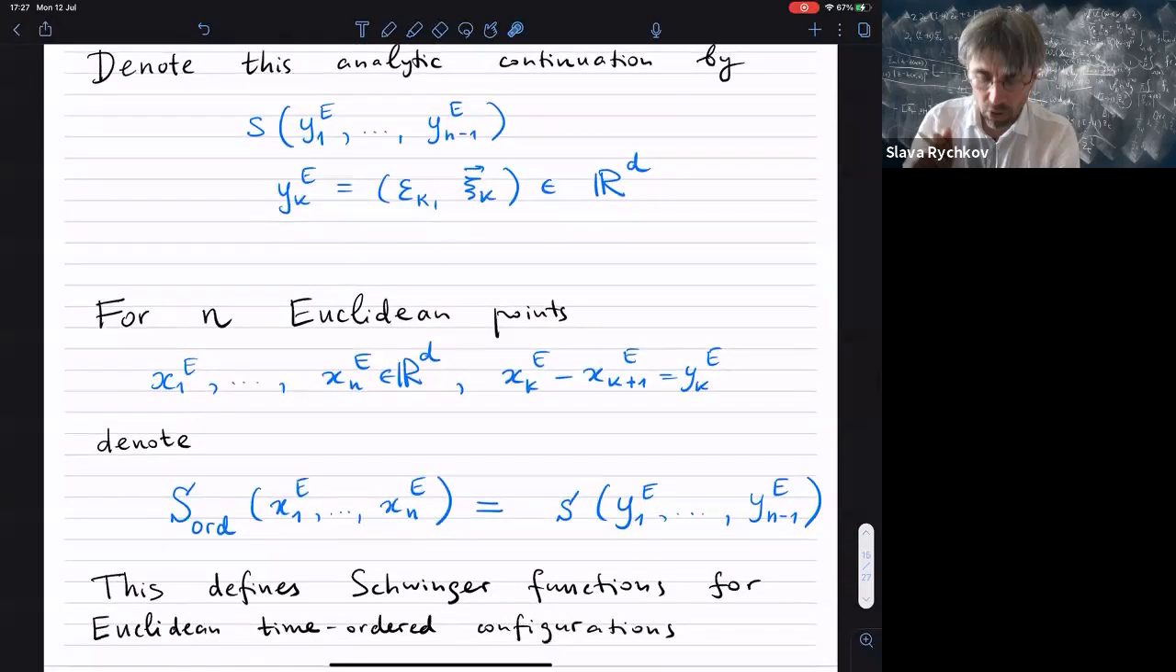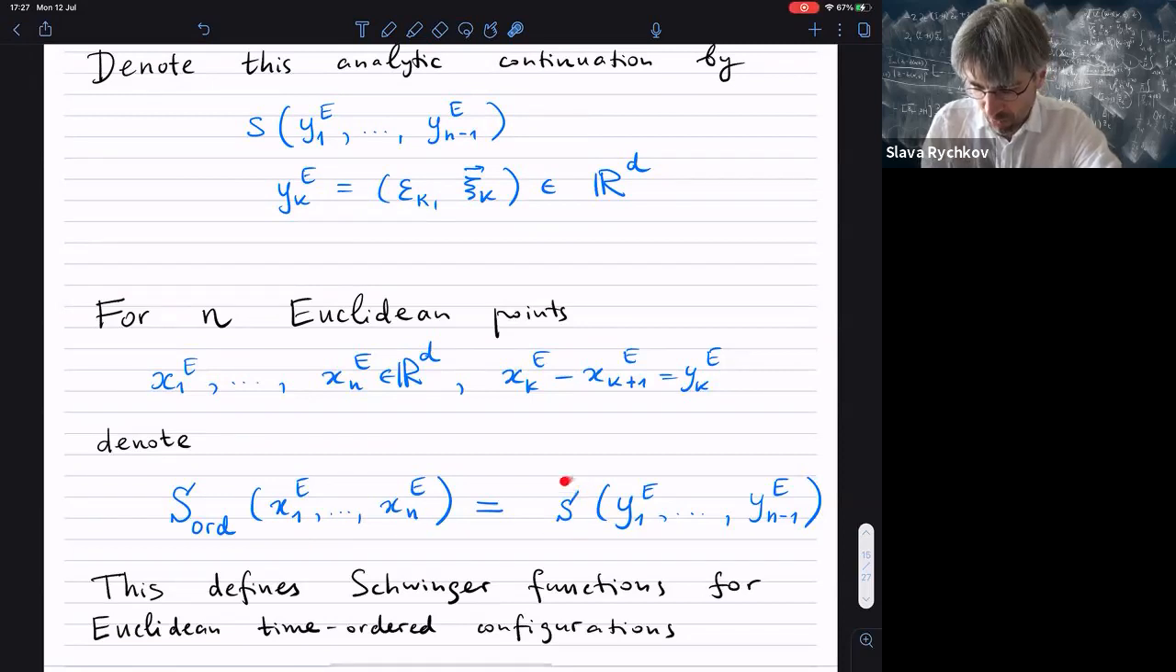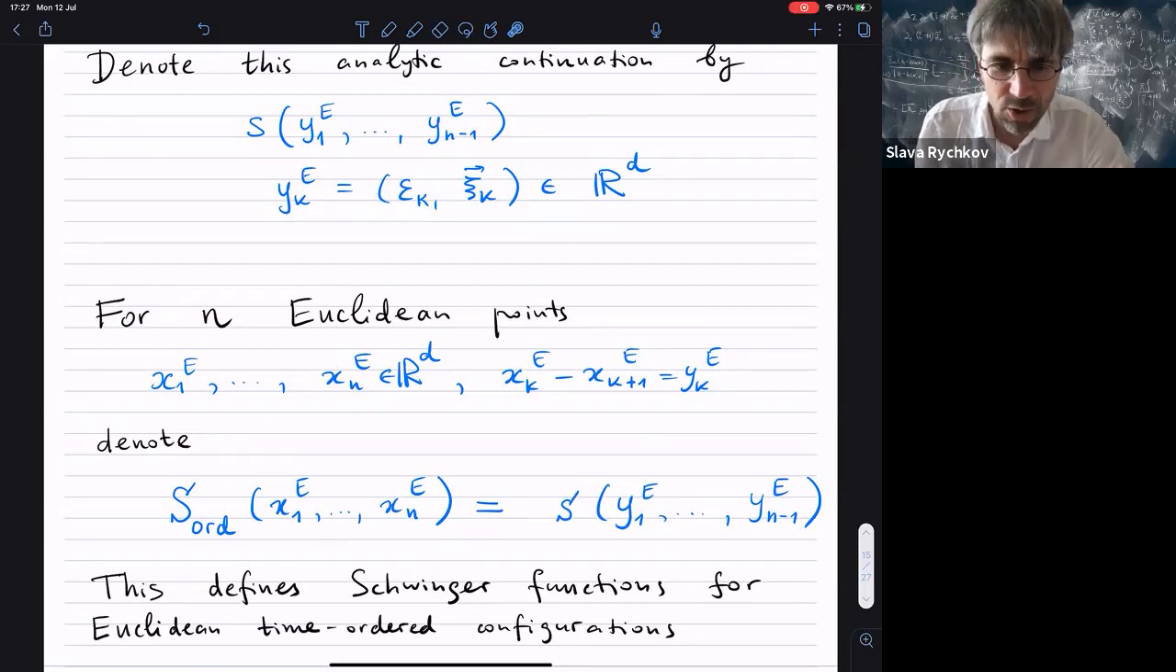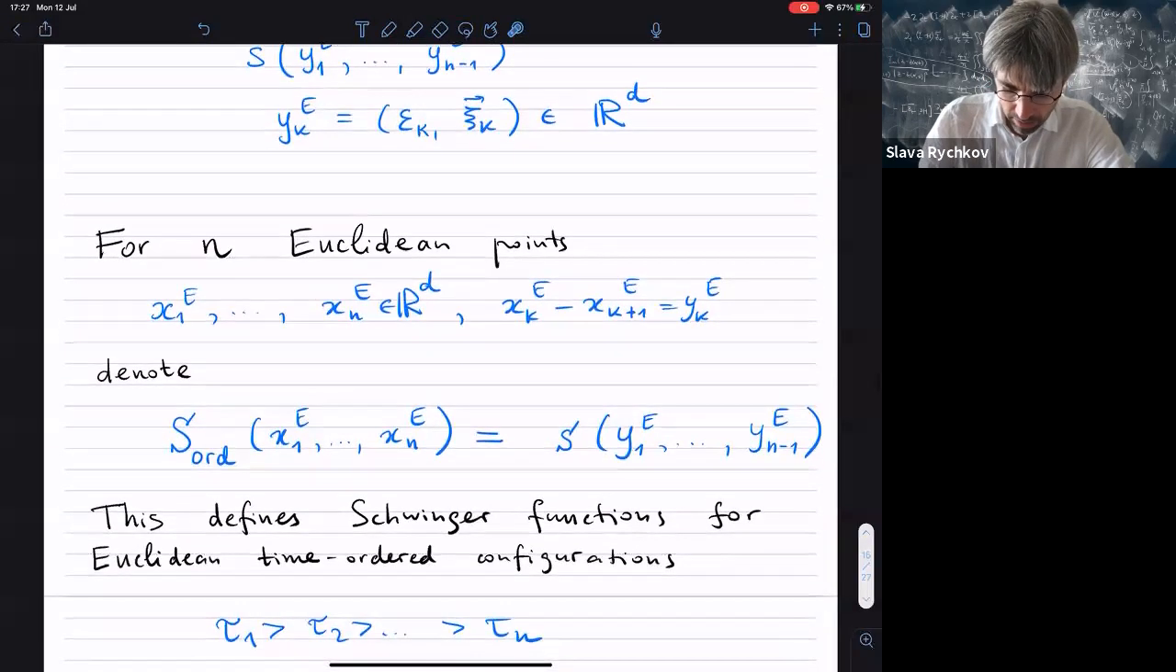And so I am now defining my Schwinger function of n coordinates x1 through xn as this small Schwinger function of coordinate differences. So it's just a definition, which ensures that the Schwinger function is translation invariant, as it should be. So this defines the Schwinger function, but it doesn't yet define it everywhere.